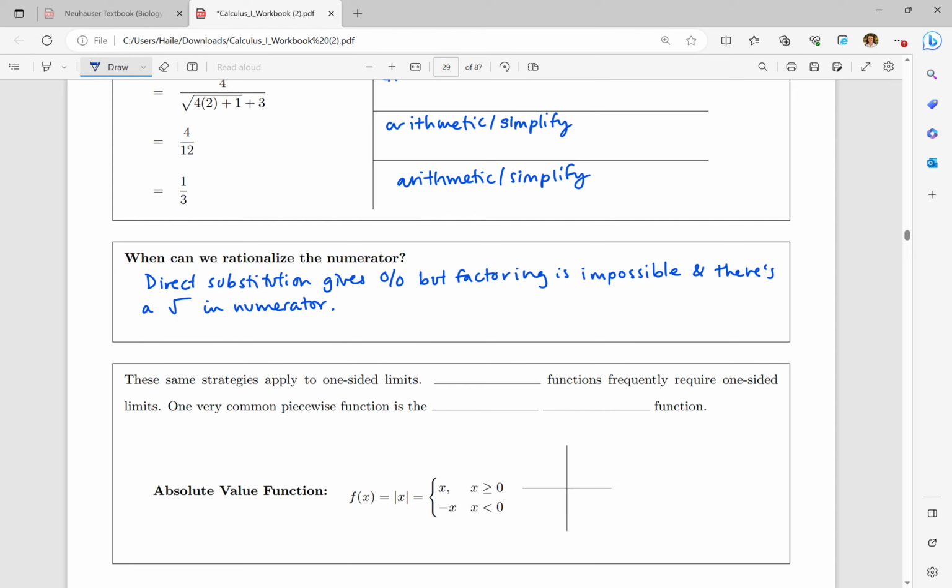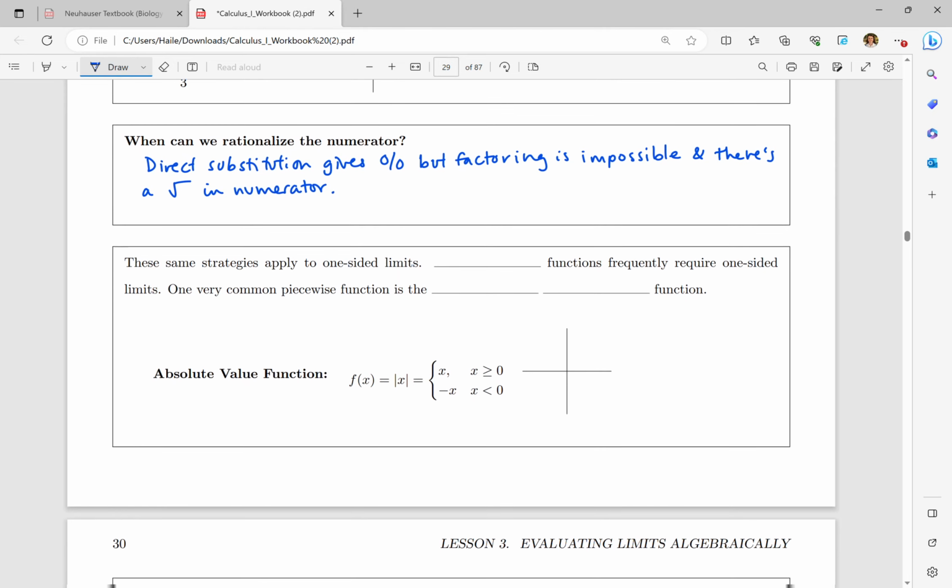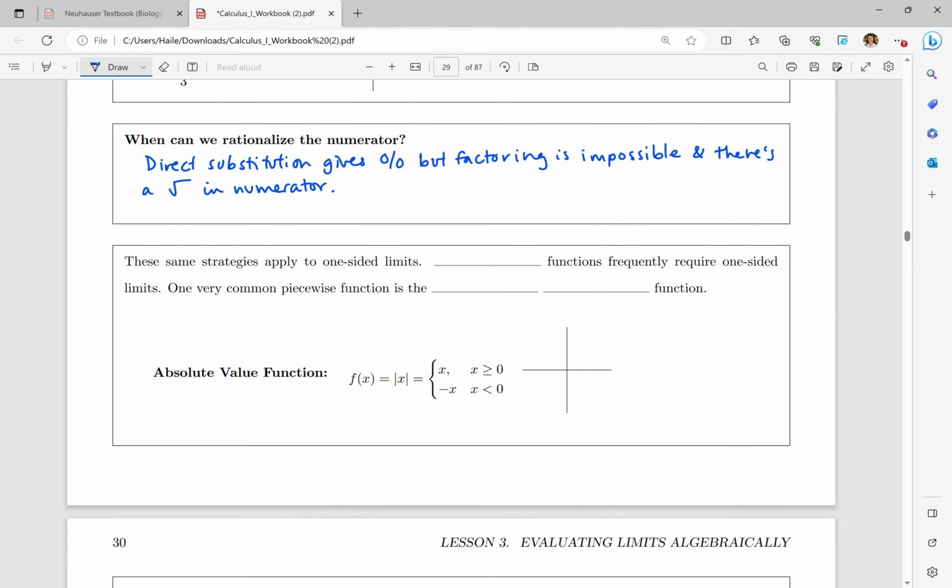Okay. Now, these same strategies actually apply to one-sided limits. So far we've only done regular two-sided limits, but actually they apply to one-sided limits as well. And you'll see this a lot with piecewise functions. So piecewise functions frequently require one-sided limits, and one very common piecewise function is the absolute value function.